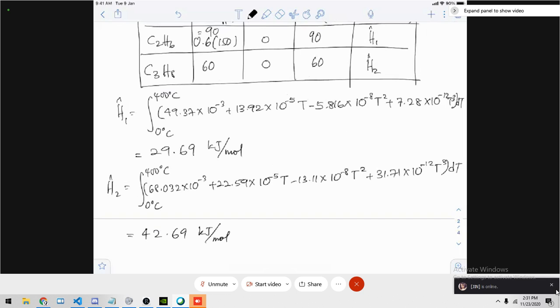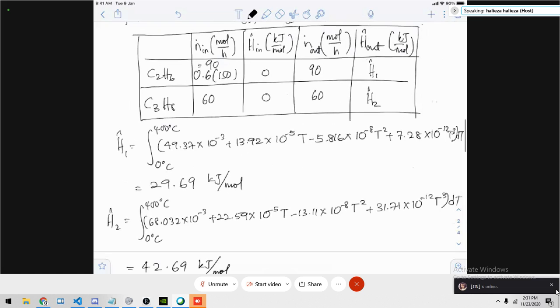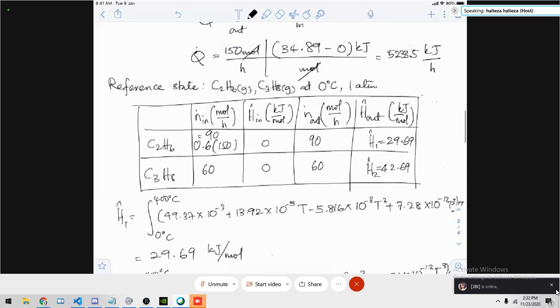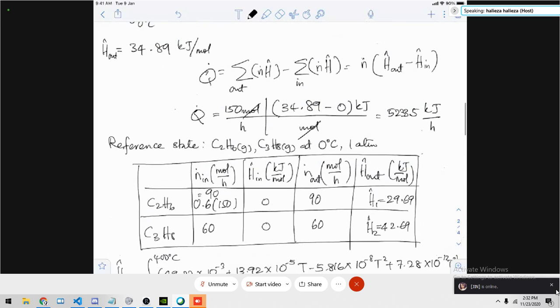Okay, yes, thank you. So H1 is 29.69 and H2 is 42.69. Everything is there. We have completed our table. We have filled up everything. So now what you have to do is just continue with solving the energy balance using that equation.